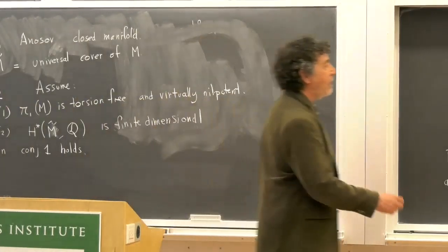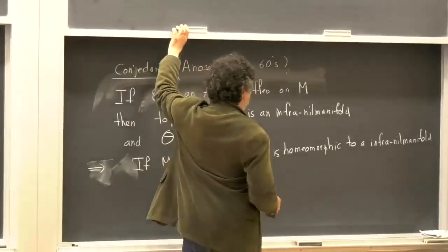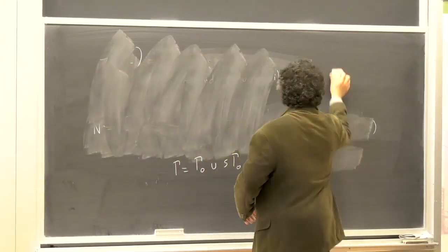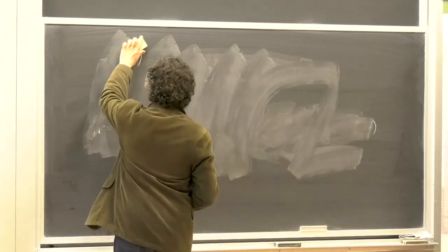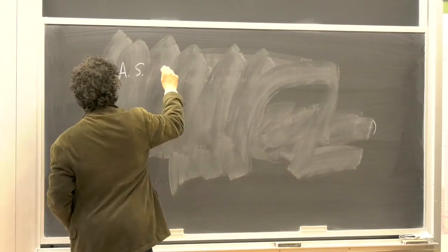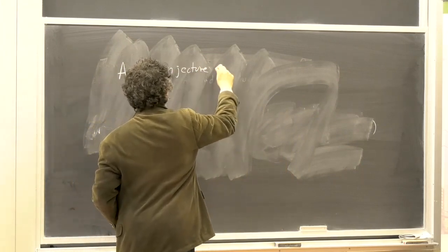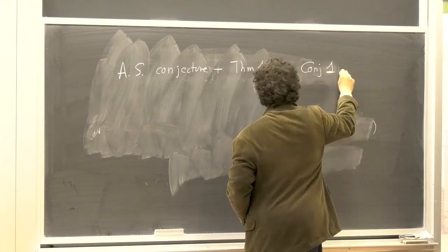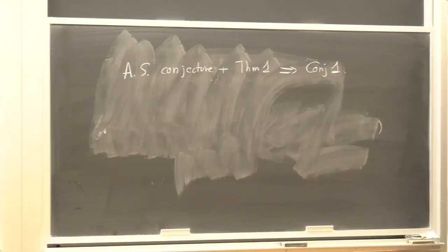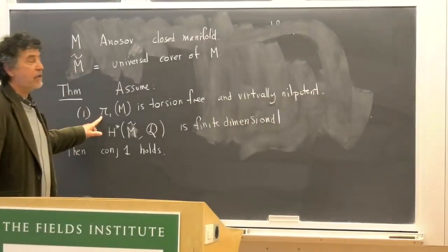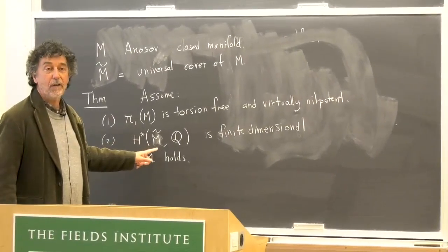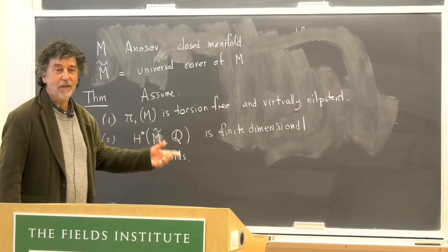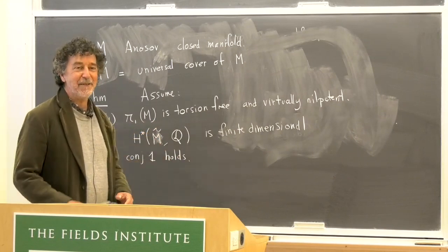And so you see that immediately now the conclusion is that the Anosov small conjecture plus Theorem 1 implies Conjecture 1. Why is it so? It's because for an infra-Nil manifold M, pi 1 of M is torsion-free, and the universal cover is a contractible space, so there is no cohomology except in degree 0, of course. So this condition is less than what is required.